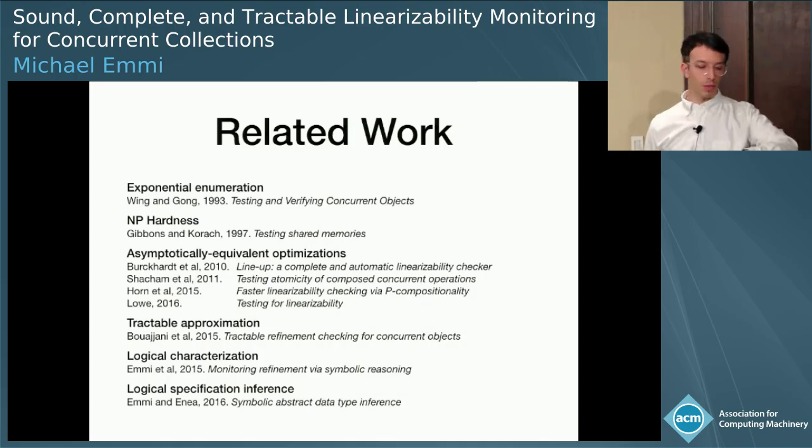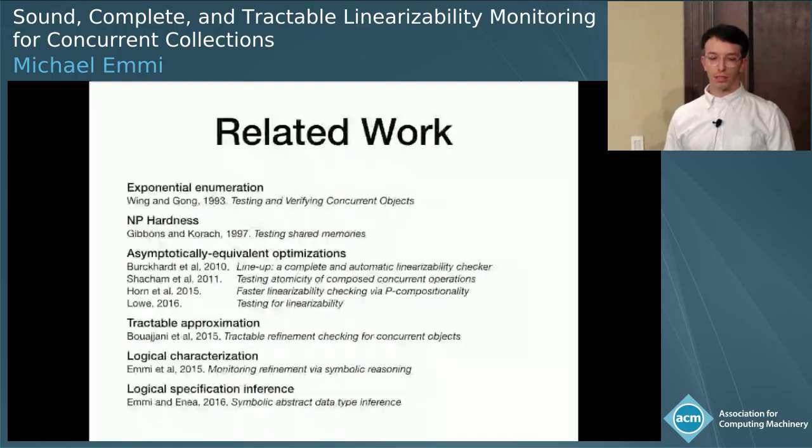So just to cover related work quickly to finish up. The initial enumerative-based linearizability checking algorithm was given by Wing and Gong in the 90s, later shown to be hard by Gibbons and Korach. Since then, in the decades following, we've seen some asymptotically equivalent optimizations. Recent work by my colleagues and I has shown tractable yet generally unsound approximations to linearizability checking. The logical characterization that we showed today is based on, as I said, our PLDI 2015 paper. And we've also come up with a way to automatically infer the logical specifications required for that characterization by sampling small executions. And this appeared in POPL in 2016.